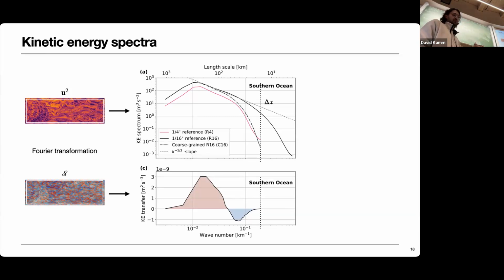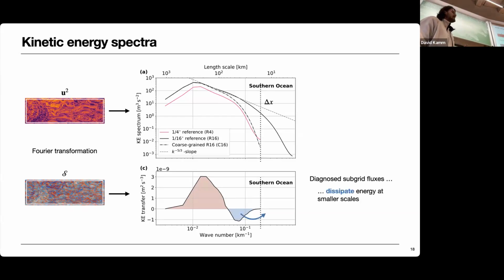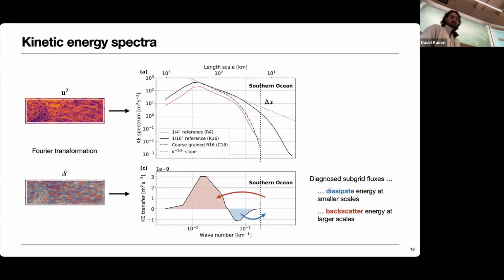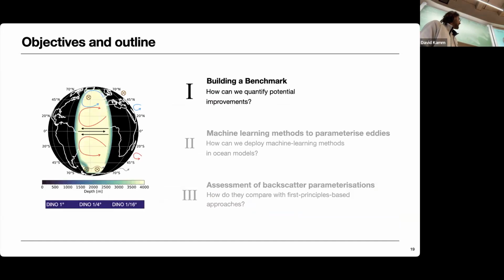And for this, we need the subgrid fluxes that you can see in the bottom. Again, on the x-axis it's the same axis: the length scale, from large length scales on the left to smaller scales on the right. And it's the energy transfers, so you can see that the subgrid fluxes dissipate energy at small scales, and they backscatter it at the large scales. This is also why they're called backscatter parameterizations, and this is what we're after. And this concludes the metrics that I wanted to show for the DINO benchmark.